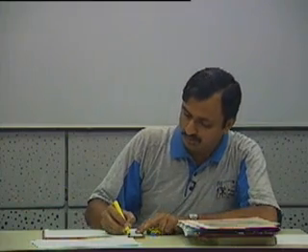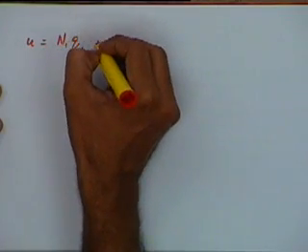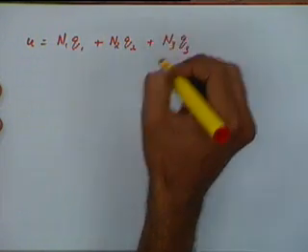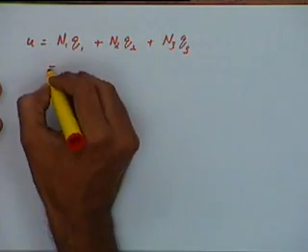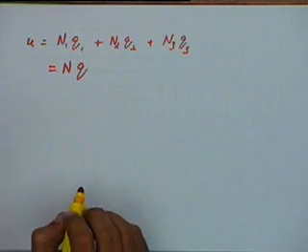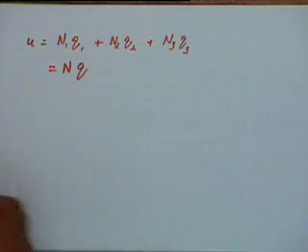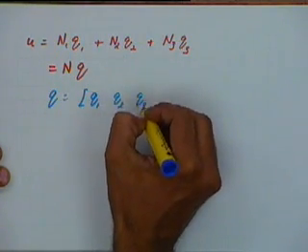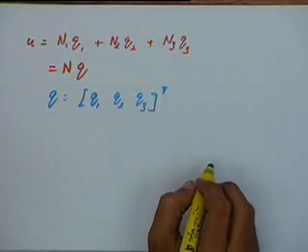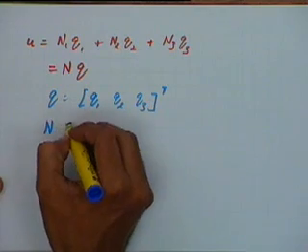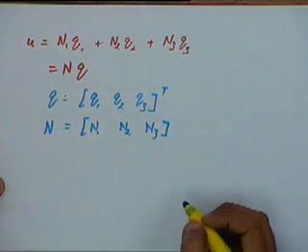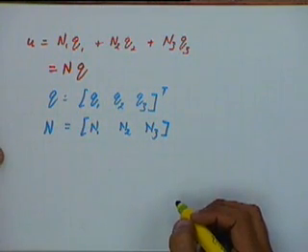We've mentioned u is equal to N1q1 plus N2q2 plus N3q3, which we'll write as N times q, where q is equal to q1, q2, q3 transpose, which is the element displacement vector. N is N1, N2, N3, which is a set of shape functions. Any questions up to this point?